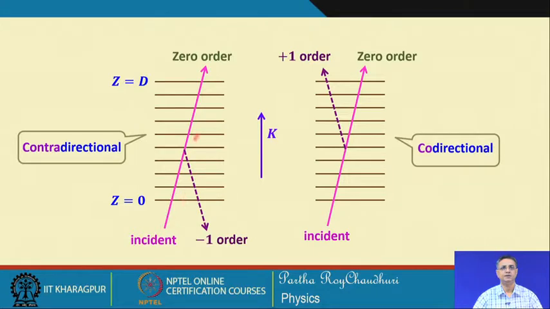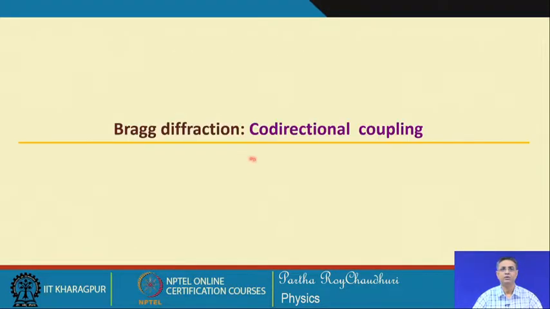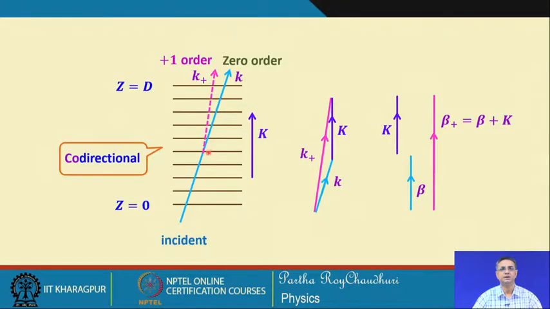This is quite self explanatory. You have an incident beam which was trying to travel in this z direction, but the diffracted beam, which we will call the minus order, will be diffracted in this way. K is the direction of the propagation of the acoustic wave, and this is the case of the plus order diffraction, that is the incident beam direction and the diffracted beam are almost in the same direction. So, that is co-directional. Now, we will look at this co-directional diffraction.